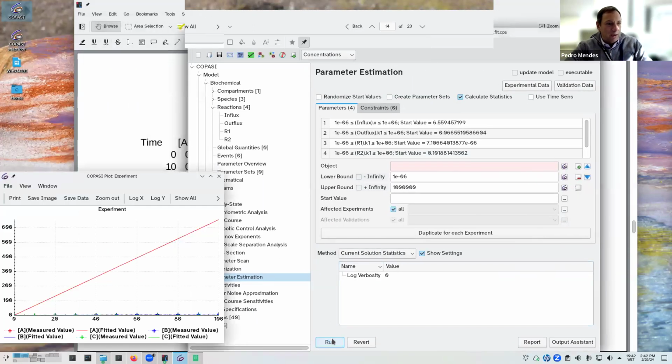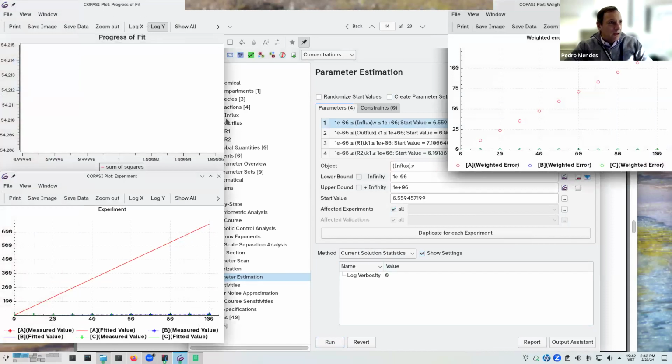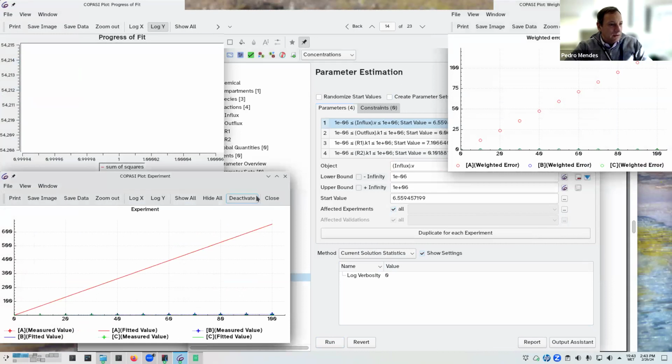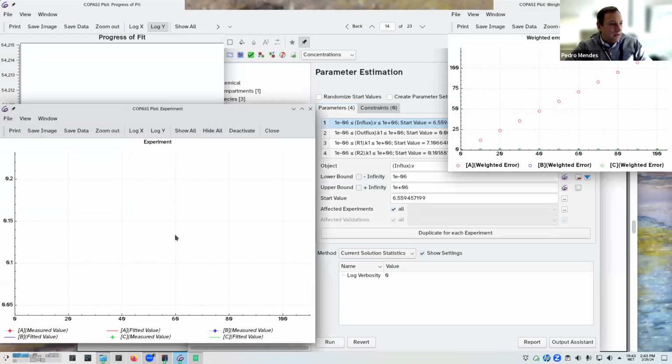If I press the run button, it basically did all that measurement, and because I had already defined the plots, it shows me the measured values of A. These crosses are the data that my file has. And this line, which is on a totally different scale, as you can see, goes to 600, is what the model would produce for A. So this is really not a good fit at all, but this is where we're starting.